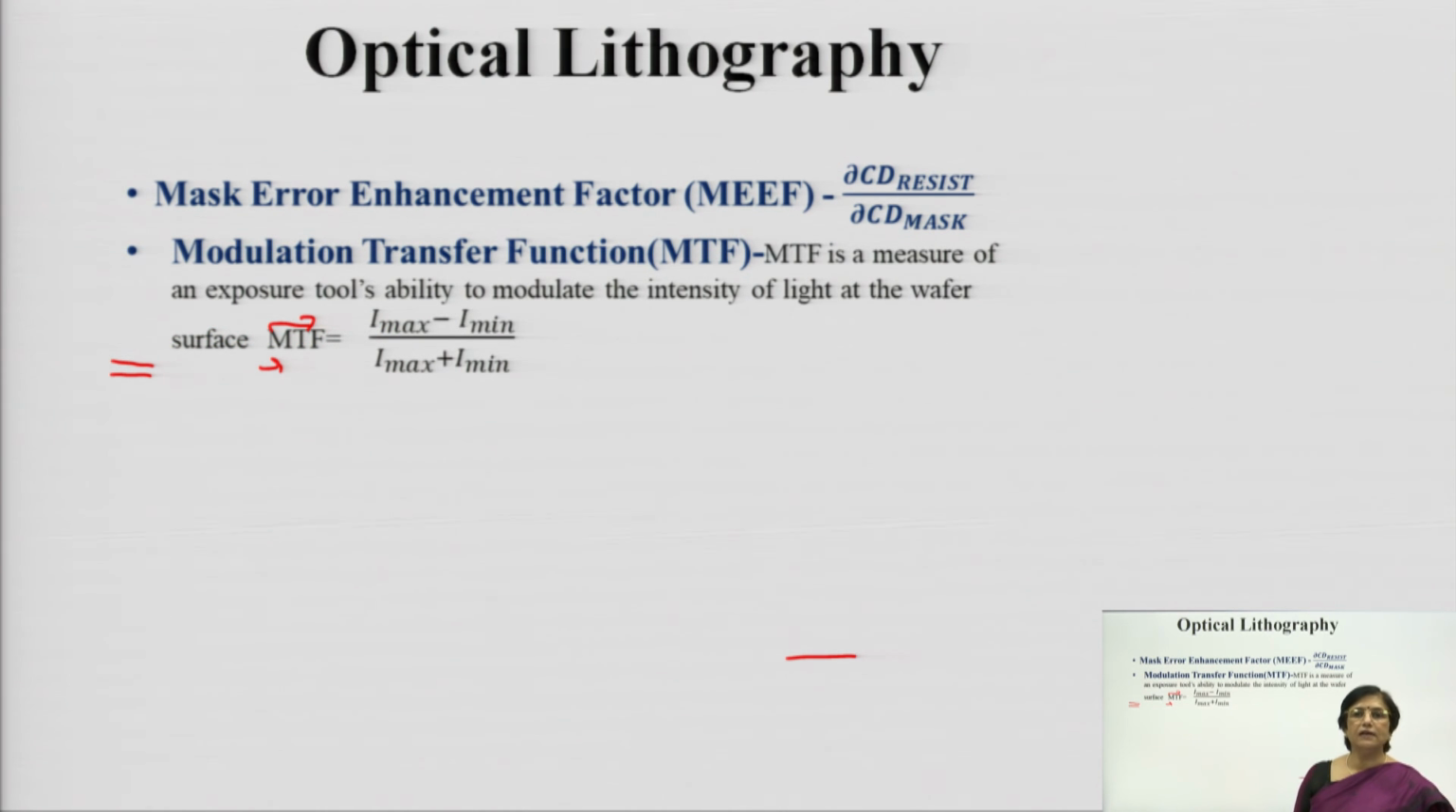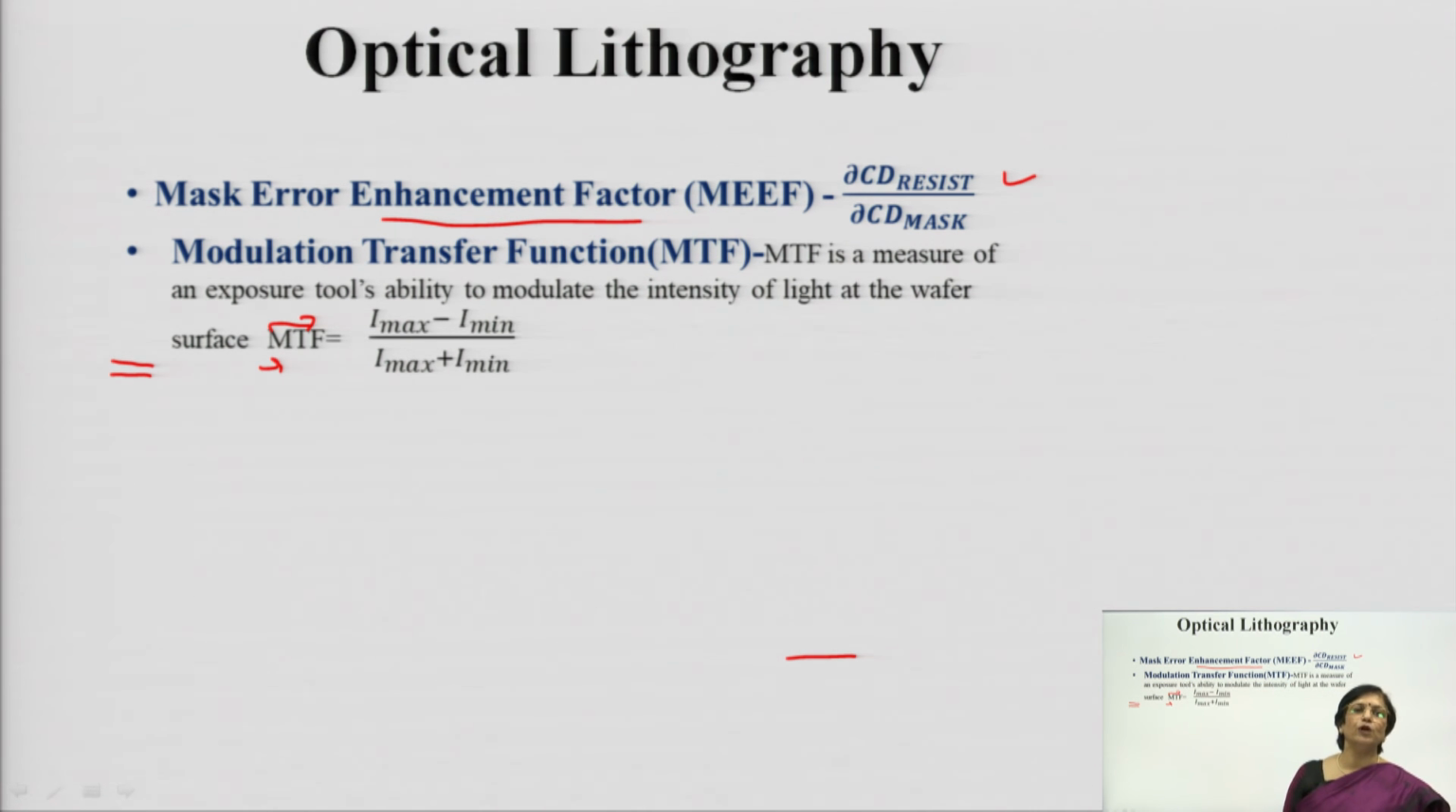Other performance metrics are also considered over a period of time, which are not of much importance to us, but just to give you an idea, those include the mask error enhancement factor. This is basically the delta CD, that is the change in the resist, divided by the alteration in the mask, the ratio of alteration in the resist to alteration in the mask. This is how the mask error enhancement factor is calculated.